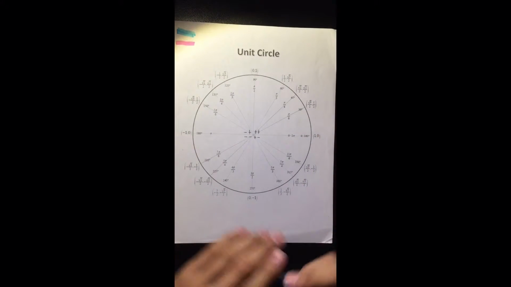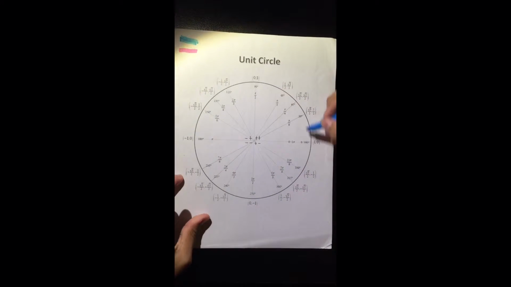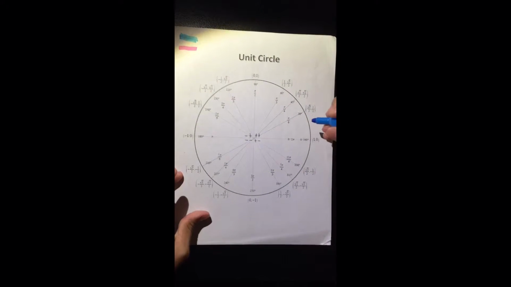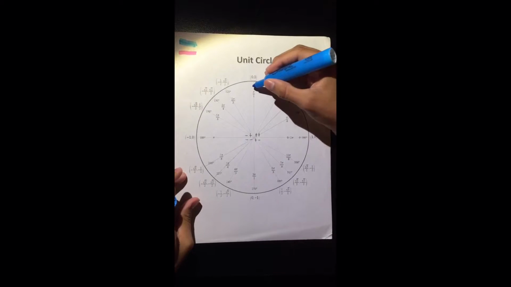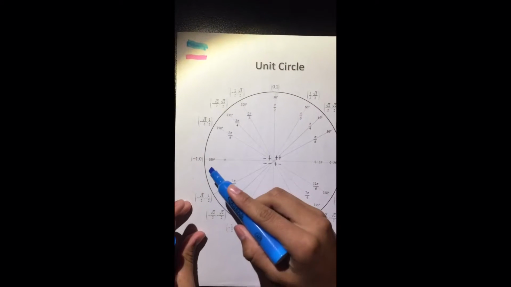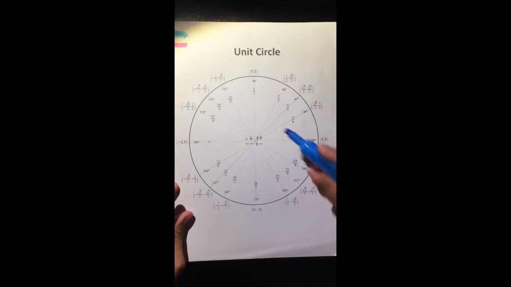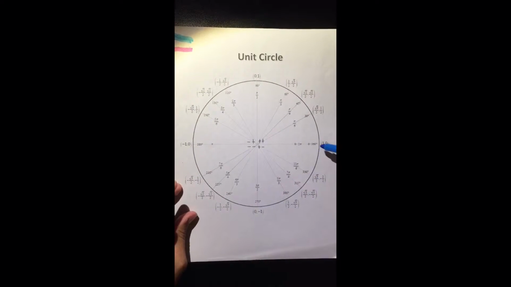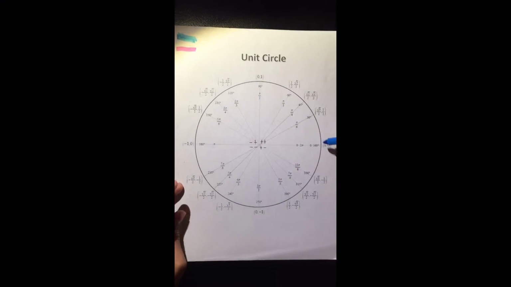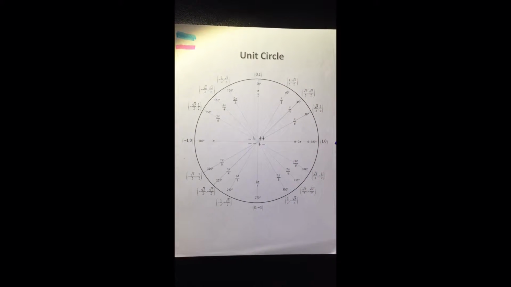This is the unit circle. An easy way to remember all the degrees of the unit circle is that this first quadrant forms 90 degrees, this other one 180, which is a straight line, and then this 270, and then in total, since it's a circle, it's 360 degrees.